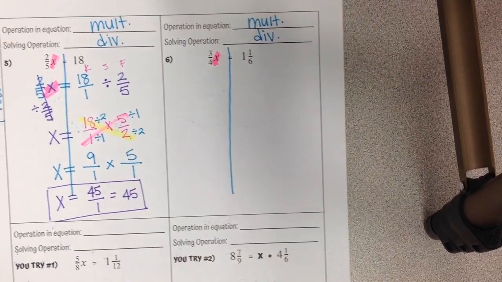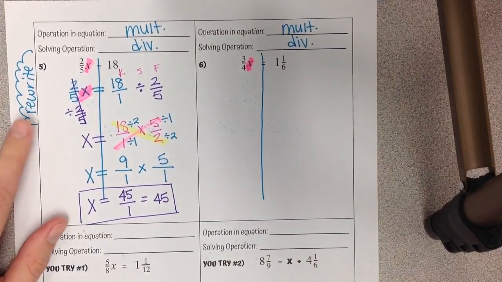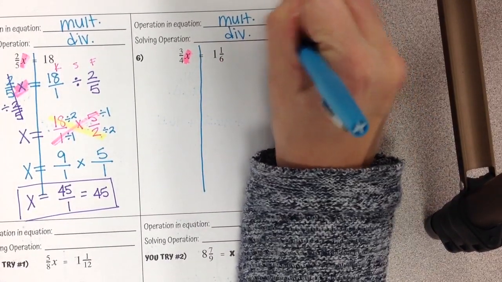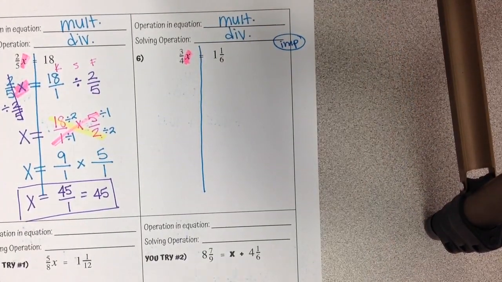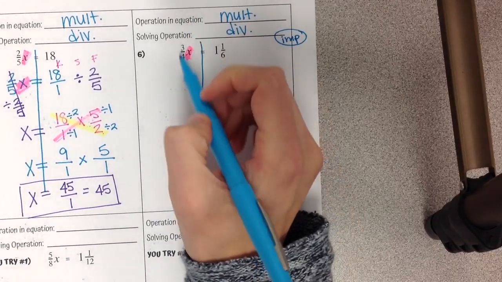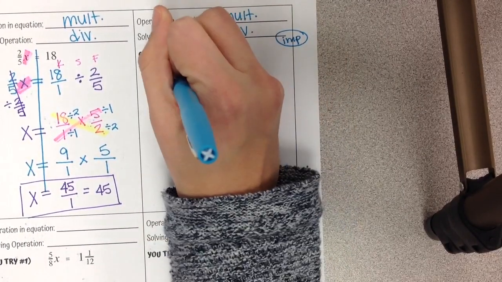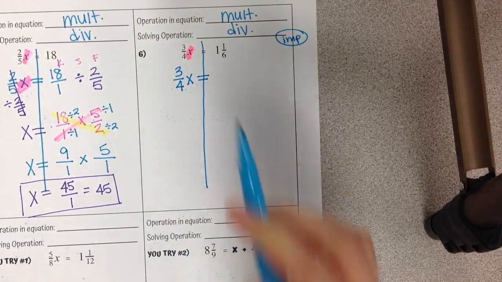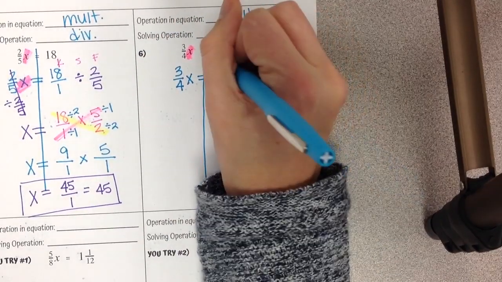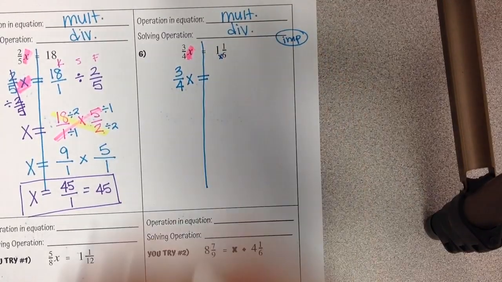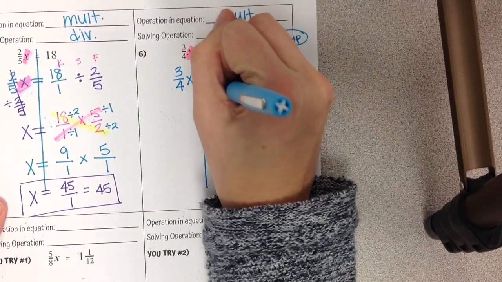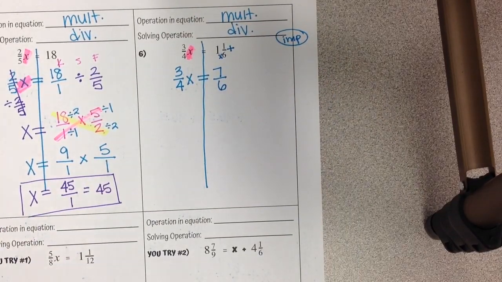Anytime we have a fraction problem, the first thing we're doing is we're rewriting. Okay, so we need to make these improper. If you need to write yourself a note, write yourself a note. Okay. This already is a fraction, so I'm just going to rewrite it as 3/4 x equals. Here we need to make this improper. 1 times 6 is 6, plus 1 is 7. So I get 7 over that original denominator of 6.